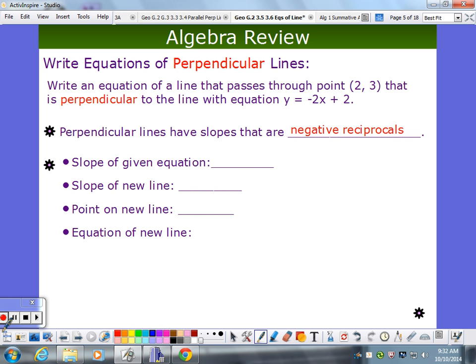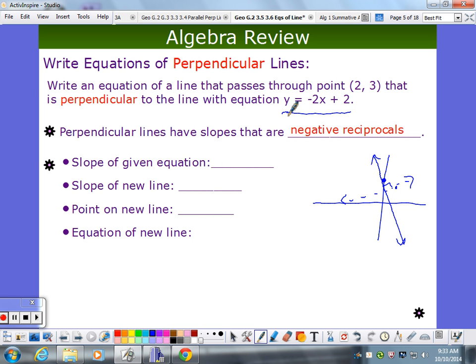Alrighty, so let's see. I've got my given equation here. So again, if I'm drawing a sketch of this, y equals negative 2x plus 2. So there I am at 2, down to the right one. So I have a line that kind of looks like this. And then at point 2,3, wherever that is, I'm kind of guessing, I want to make this line now. So I'm looking for the equation of that line that's perpendicular.